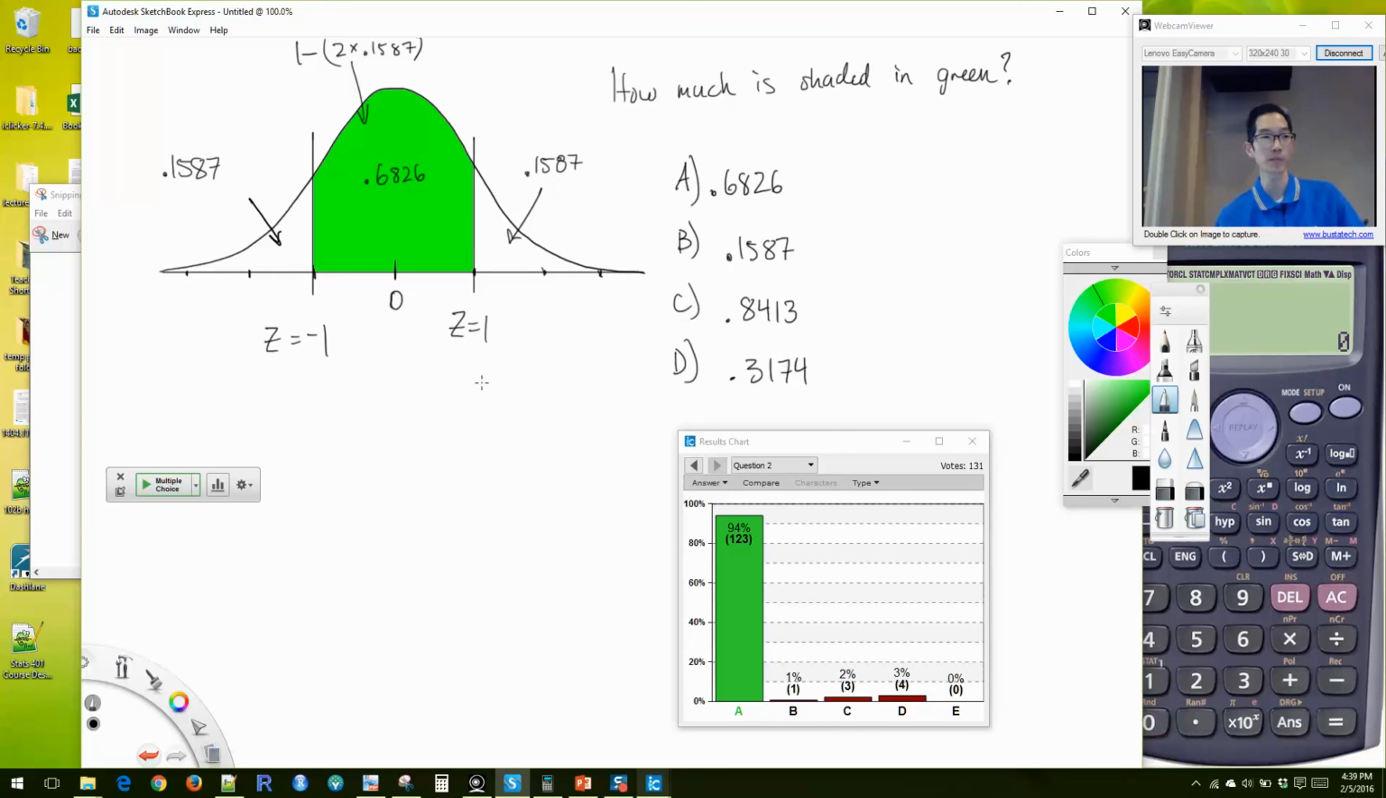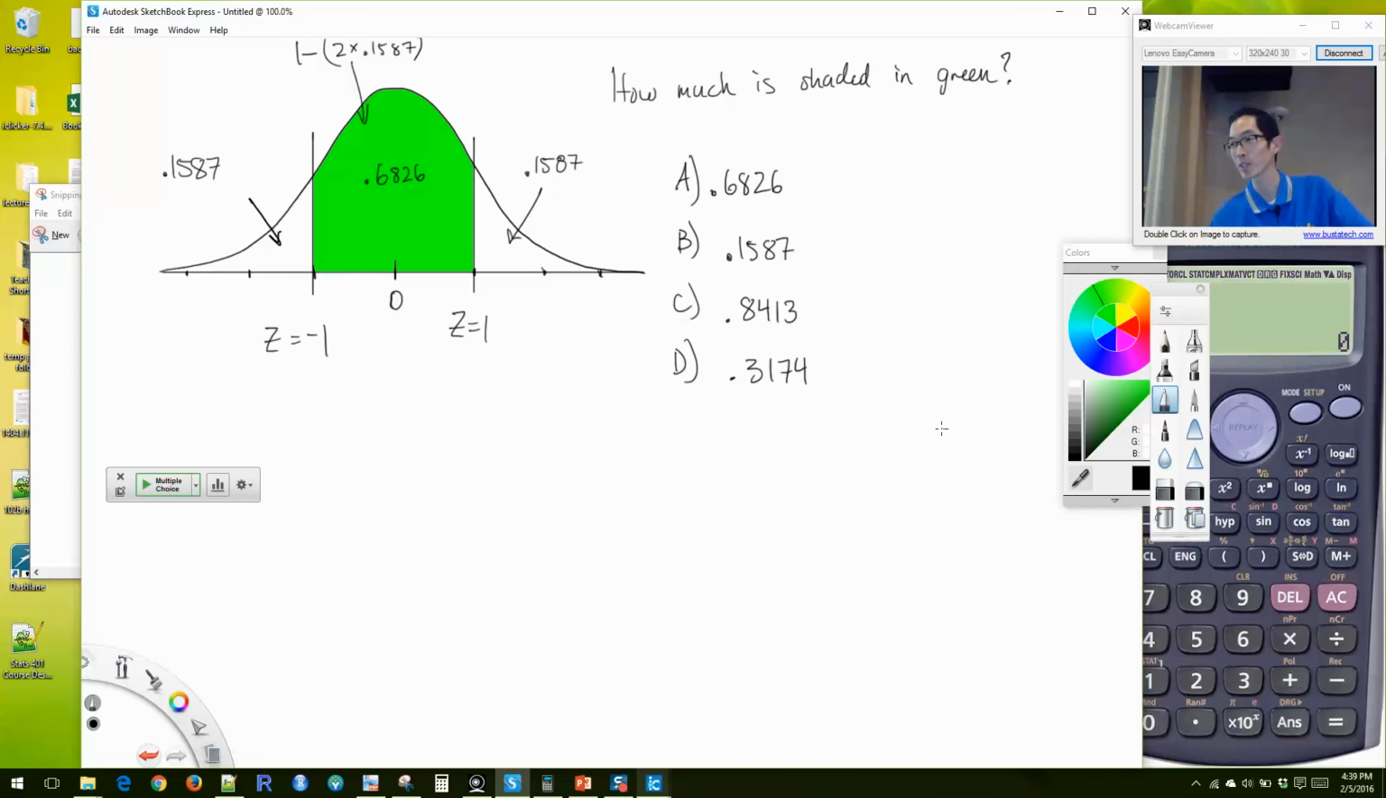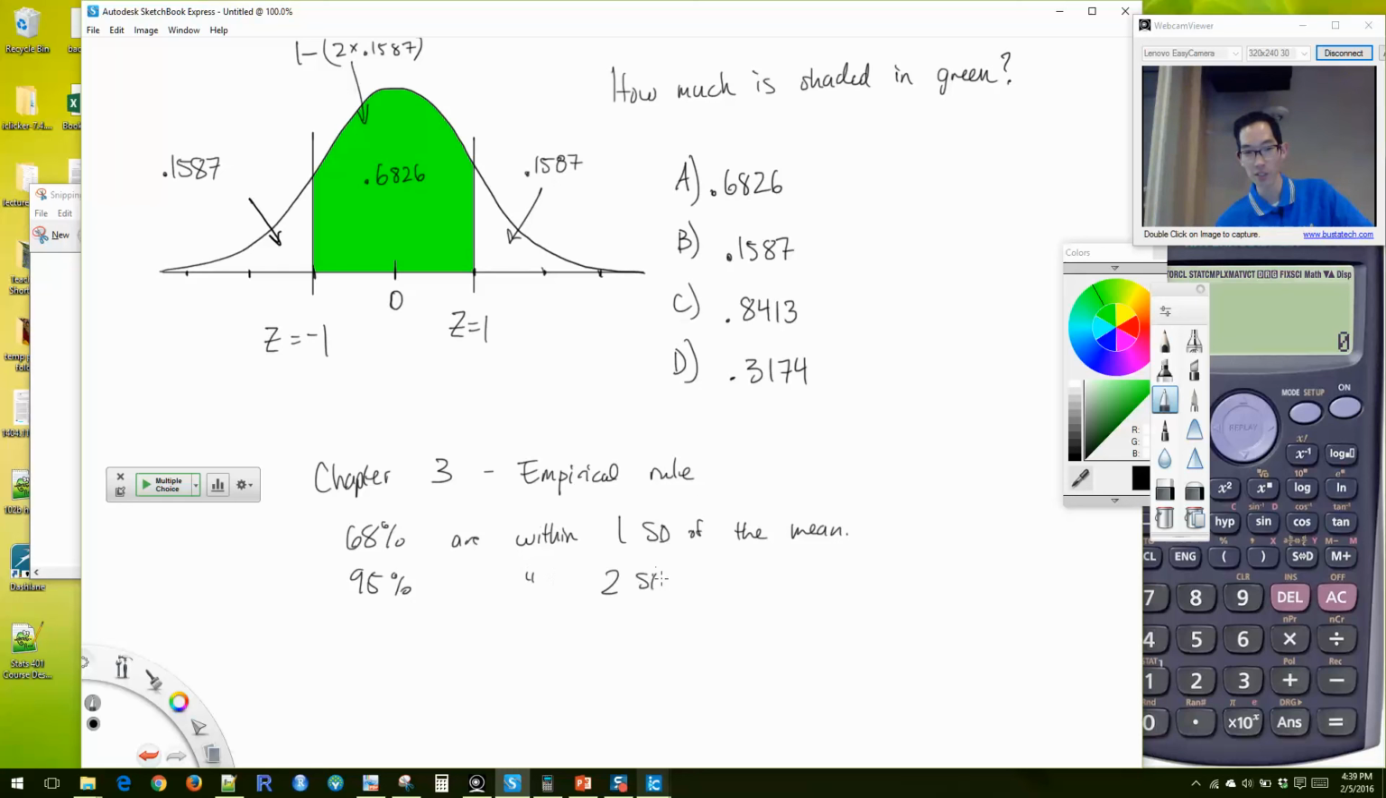Is that okay? It seems like a lot of you got that. Do you remember the empirical rule from chapter 3? What did the empirical rule say? It said 68% are within one standard deviation of the mean, 95% within two standard deviations, and 99.7% within three standard deviations of the mean.